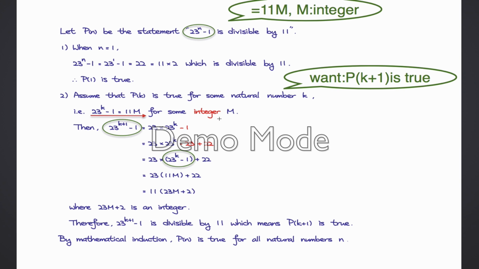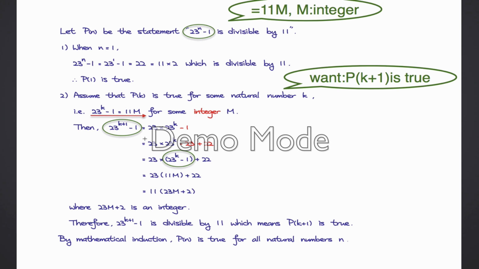integer n. So, the most difficult and important thing we need to do is to prove 23^(k+1) minus 1 is equal to 11 times some integer. Then we need to think about how we can prove the statement Pk plus 1 is true by using our assumption Pk is true.